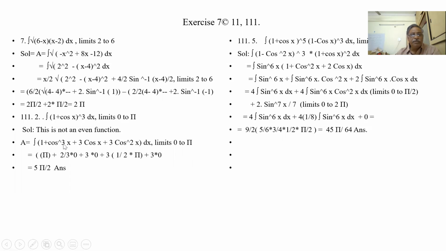Cos cubed theta, n minus 1 by n, 2 by 3. I know 2 by 3 is there. This is 2 by 3 into 0. Two by 3 means one time it is reduced. Integral cos x over 0 to pi is 0. This is not pi by 2, remember. So this is pi. Integral.